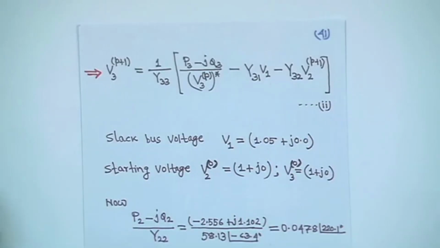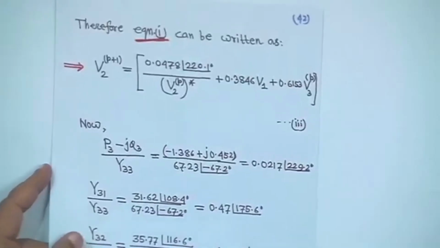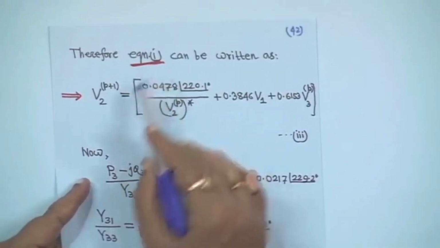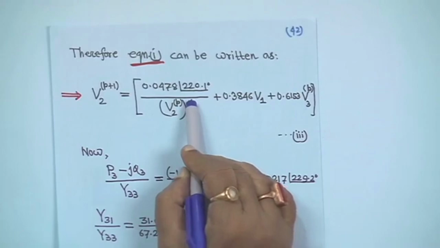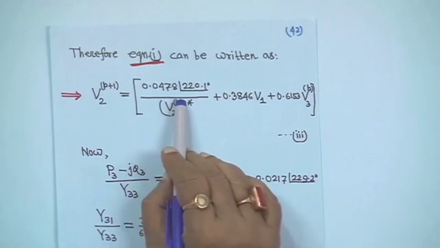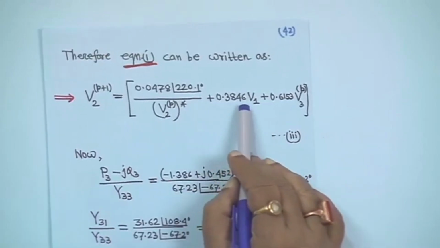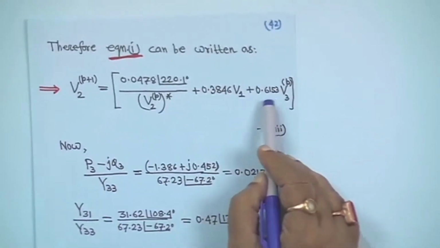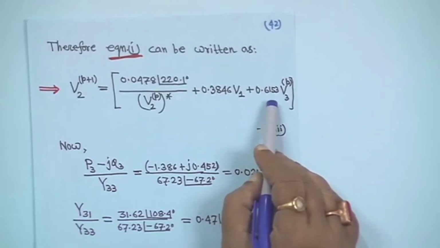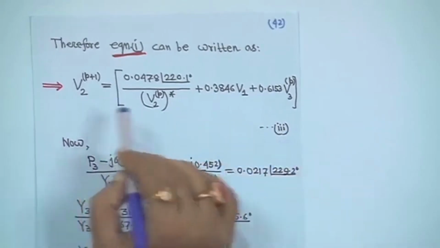So, if you do so, then first you write equation 1: V 2 P plus 1. All this we have computed: P 2 minus J Q 2 upon Y 2 2. So, this is 0.0478 angle 220.1 degree divided by V 2 P conjugate plus, because it was minus 0.3846, it is plus 0.3846 V 1, and here also it was minus 0.6153, so it is plus 0.6153 V 3 P, right. So, this is the equation 3 set, this is for the V 2 equation.